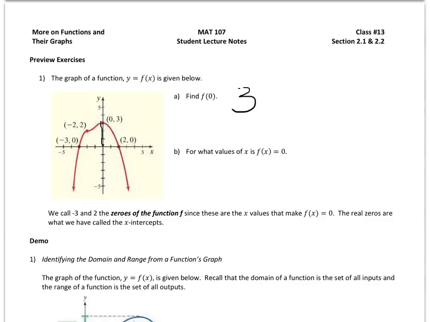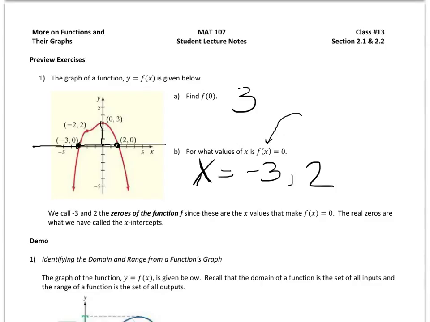For what values of x does f of x equal 0? In this case, they're asking you for the x-coordinate, because that number in parentheses is what we don't know. And they've given us that the y-coordinate is 0. So a y-coordinate of 0 happens along this horizontal line, and there are 2 points on the graph that have y-coordinates of 0. So that happens when x is -3 and 2.